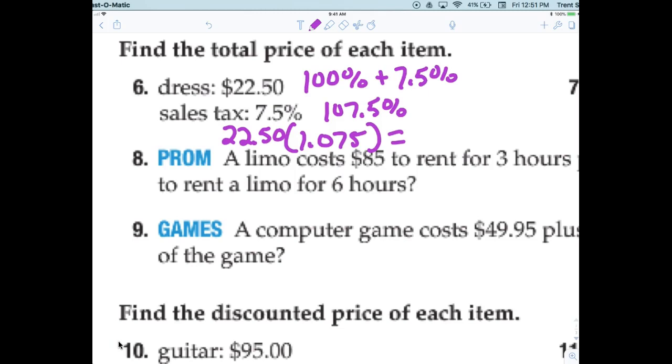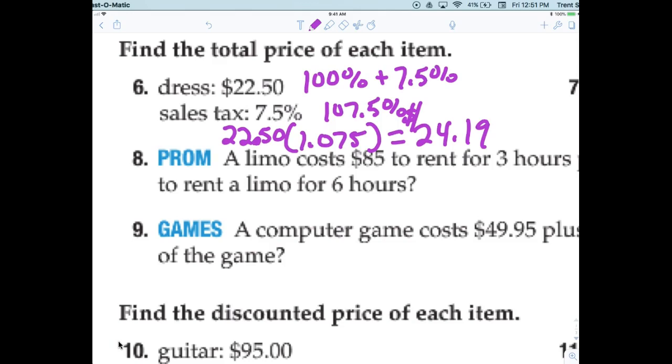That's probably why you got a credit card, right? Instead of buying a $22 dress, now it's a $2,000 dress. So you multiply. Come on, try that again. 22.50, there's a decimal there. 22.50 times 1.075. It's $24.19. Now look, you can't do this unless you're practicing with your calculator.